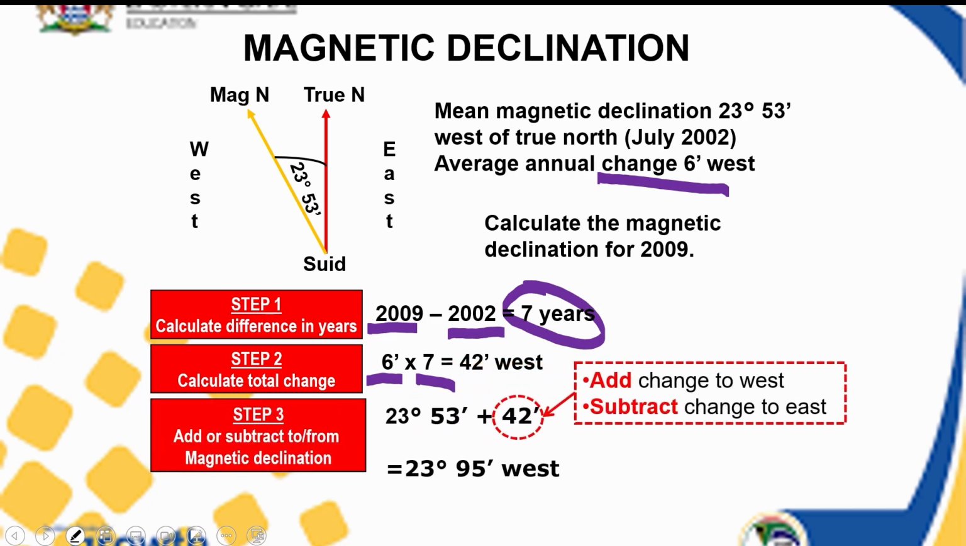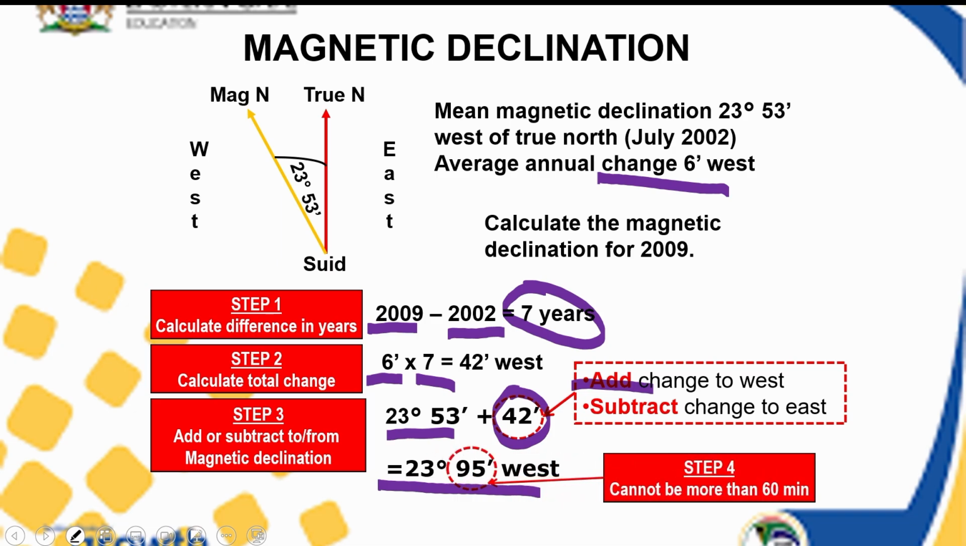Thirdly, what you got as an answer is 42 minutes west, which is 6 times 7. So what do you need to do? Because the movement was to the west, it means that we need to add the change. The magnetic declination was 23 degrees 53 minutes, so you need to add that 42 minutes. What we get is 23 degrees 95 minutes.